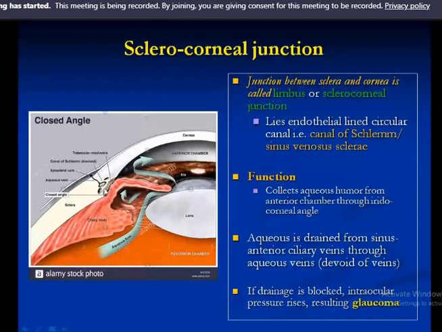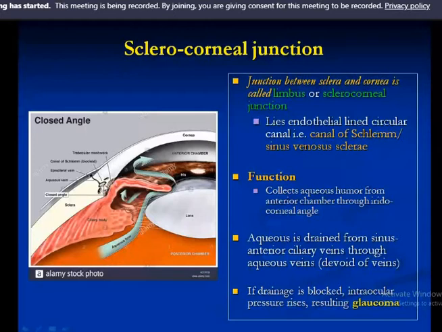Now see over here. What is the main function of this canal of Schlemm? This is the anterior chamber. So over here we have the aqueous humor. The aqueous is drained from the anterior chamber to the canal of Schlemm through the iridocorneal angle. Can you see the angle between the iris and the cornea? This angle. From this angle, the aqueous humor will drain to the canal of Schlemm through the iridocorneal junction.